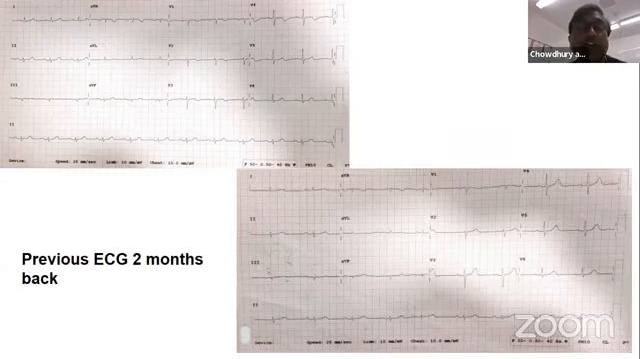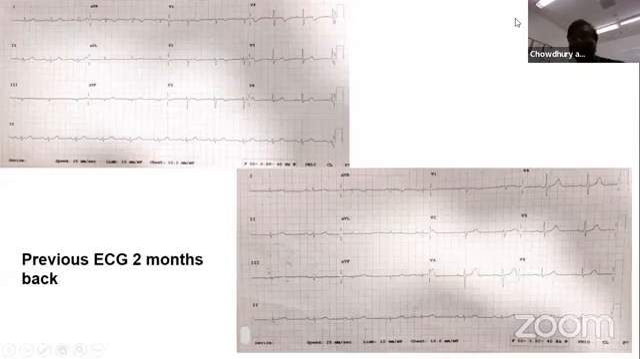The resident will be shot dead if the resident sends the patient to the stress test. And the question is why?